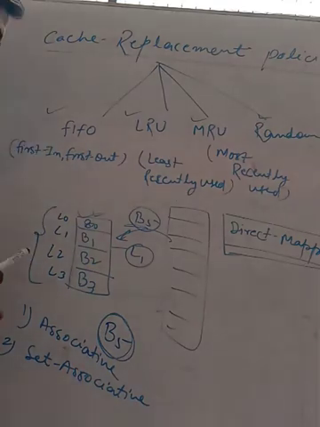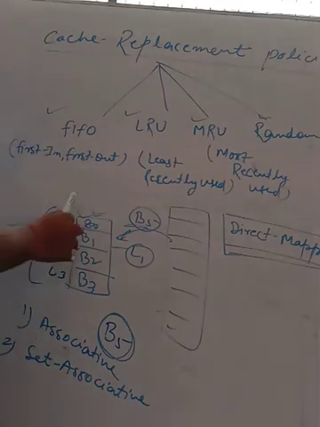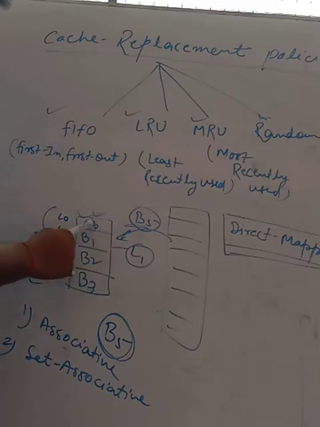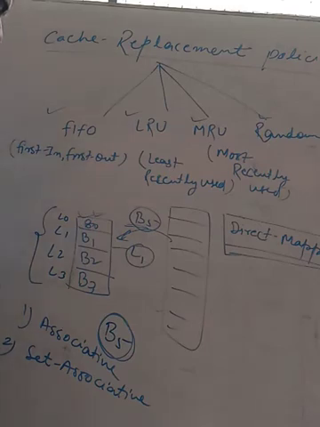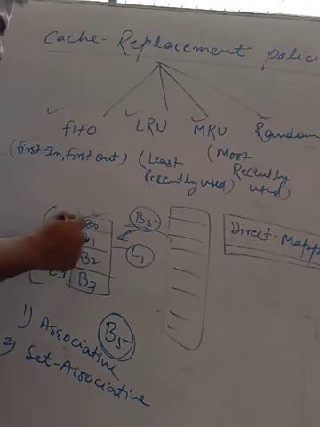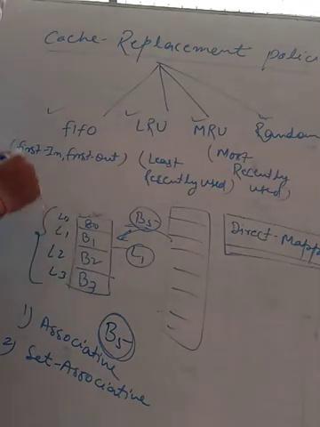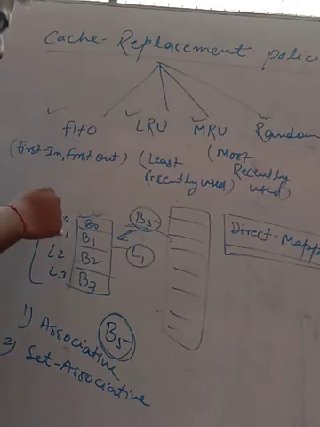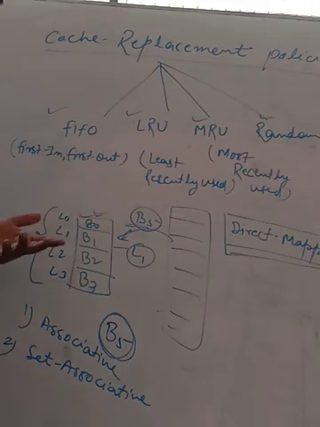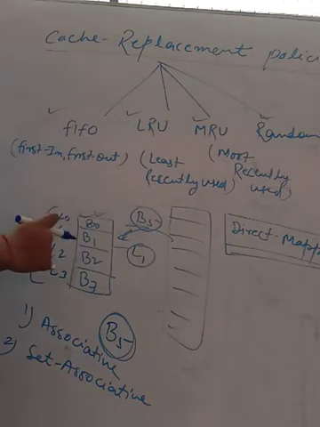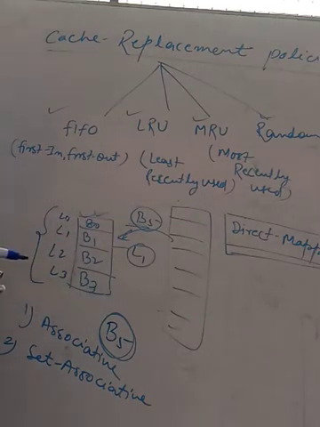For example, we have a cache memory where 4 blocks are already stored: in line L0, B0; in L1, B1; in L2, B2; and in line L3, B3 is already stored. Now if the CPU requires any of these stored blocks, B1, B2, B3 or B0, there becomes a hit when the CPU requires data which is already stored in the cache memory.